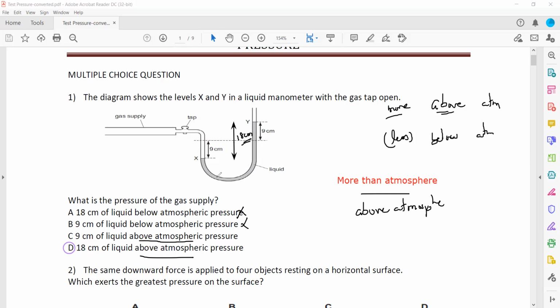Is it clear? Discussion. So D is the right answer. Heather, is it clear?